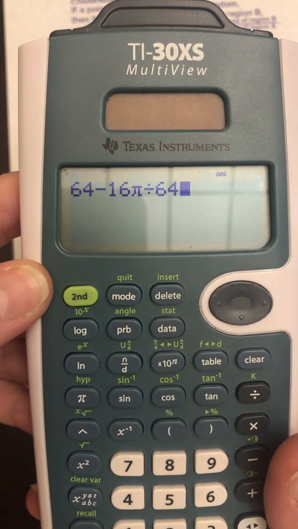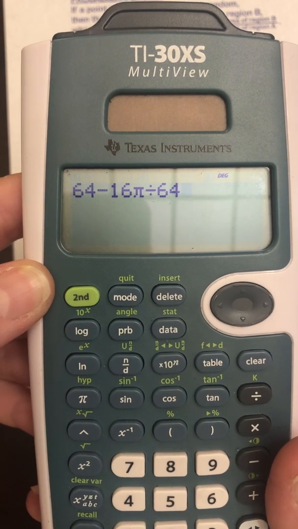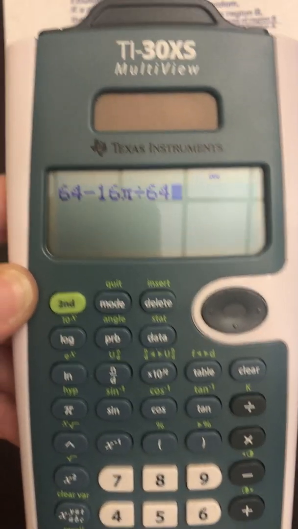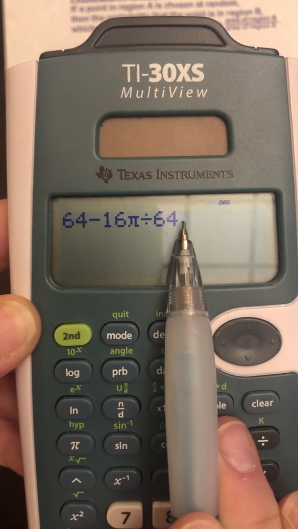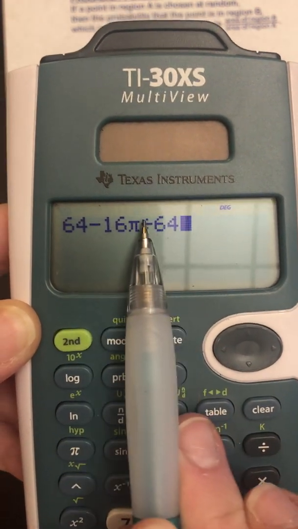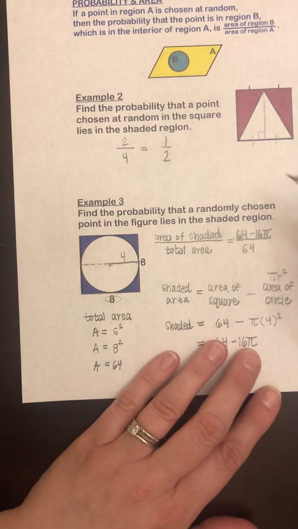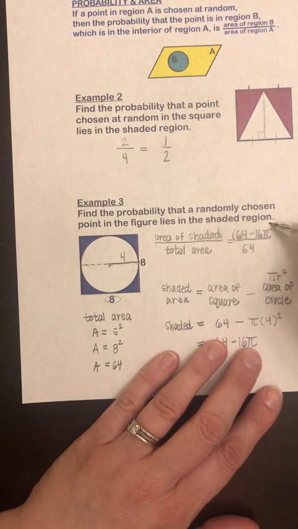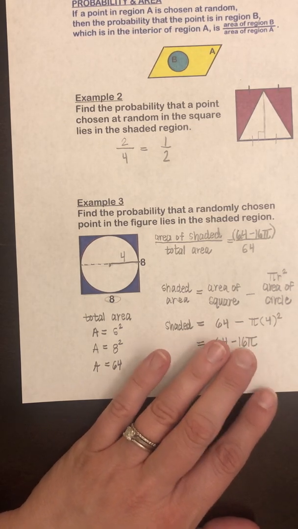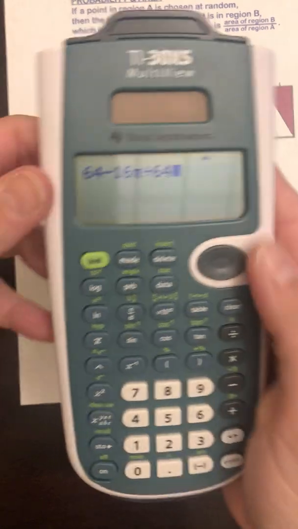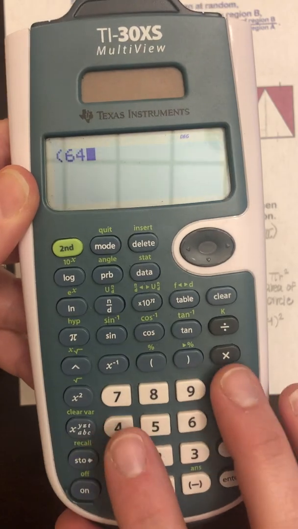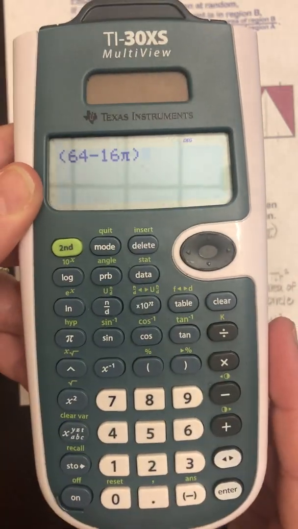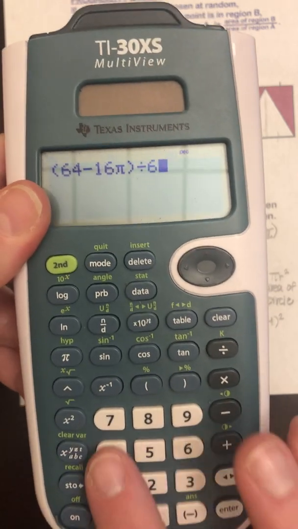The calculator is going to do the order of operations. So according to the way that I've typed it in, division would come first. So the calculator would do 16 pi divided by 64. And then it would take that answer, whatever that answer is, and subtract it from 64. But what we really want is to have this entire value in the numerator being divided by 64. So you notice I put parentheses around it. That's going to be the difference between a right and a wrong answer. So I'm going to do parentheses 64 minus 16 pi. Then I'm going to close my parentheses and divide that by 64.